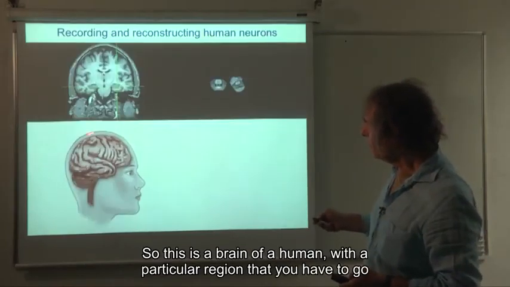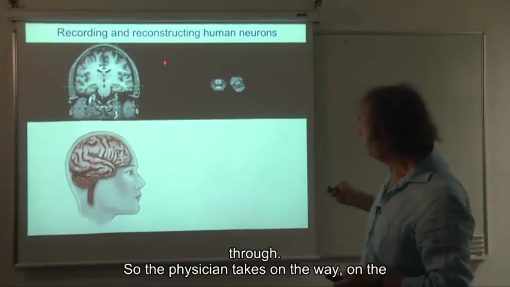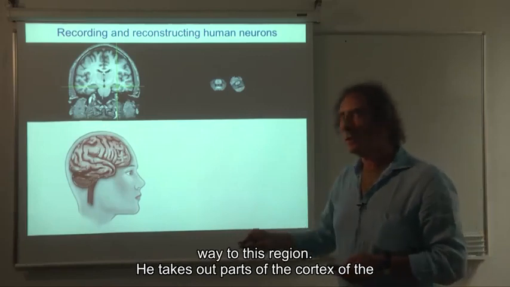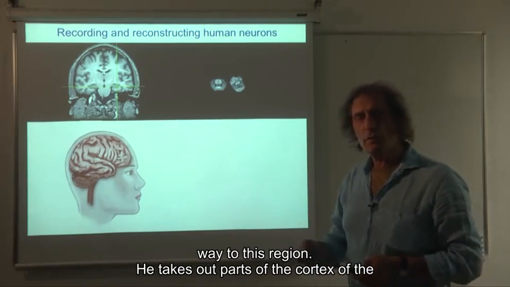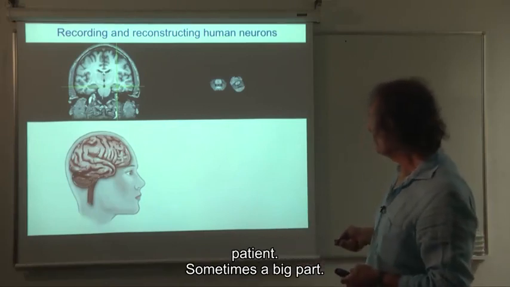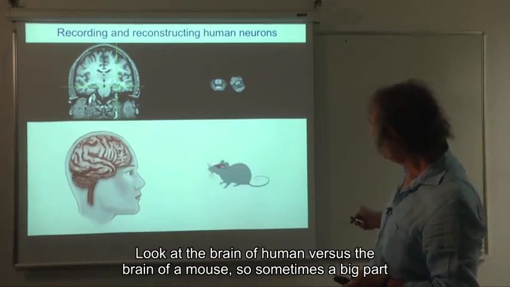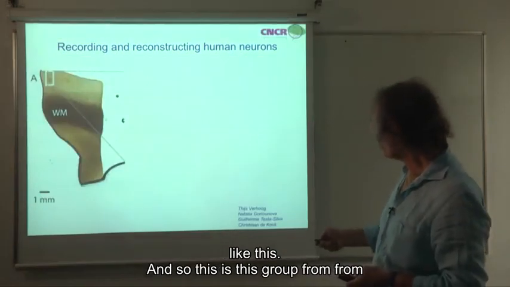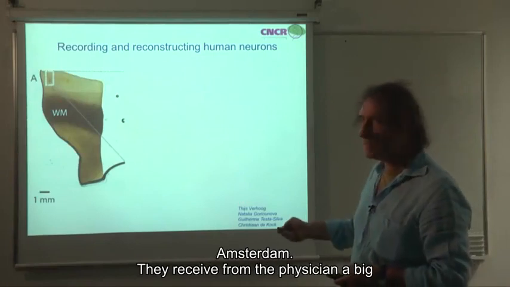So this is a brain of a human with a particular region that you have to go through, so the physician takes on the way to this region, he takes out parts of the cortex of the patient. Sometimes a big part, look at the brain of human versus the brain of a mouse. So sometimes a big part like this. So this is this group from Amsterdam.